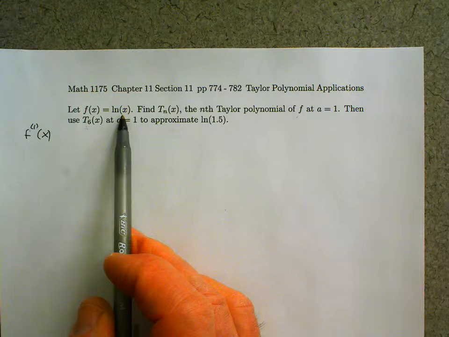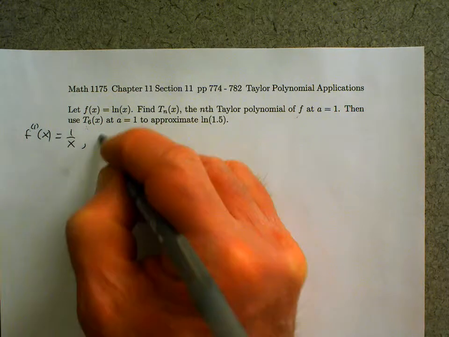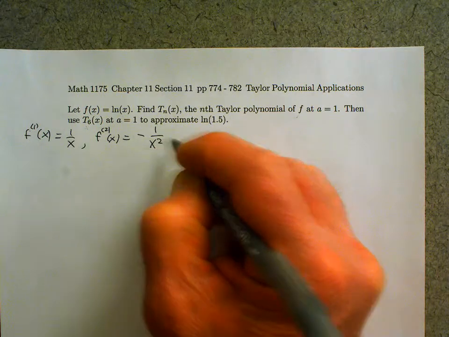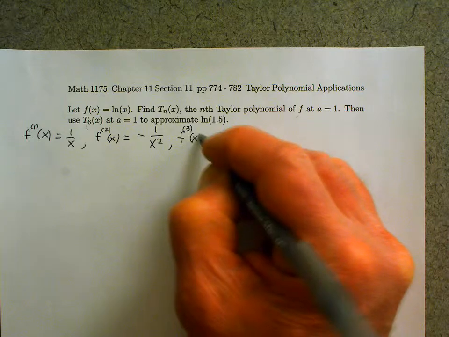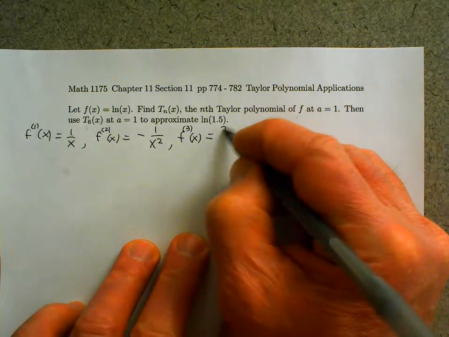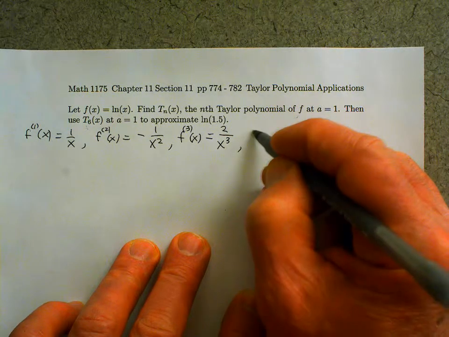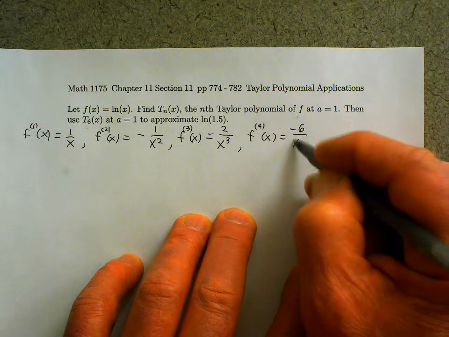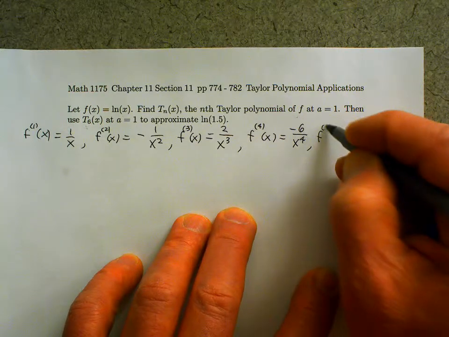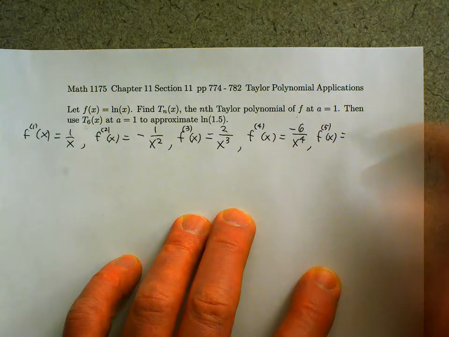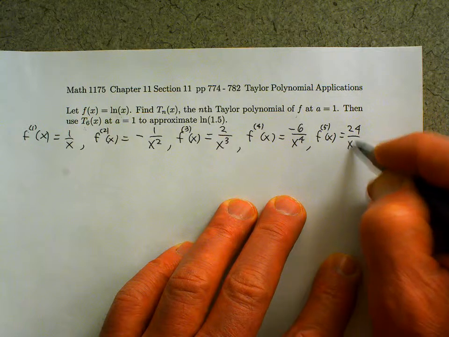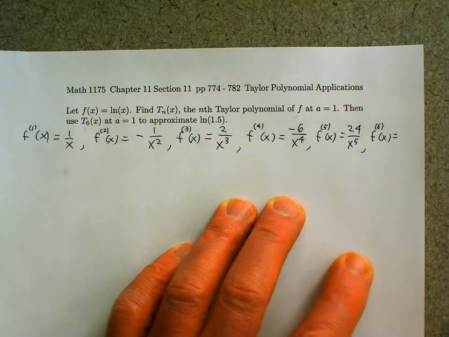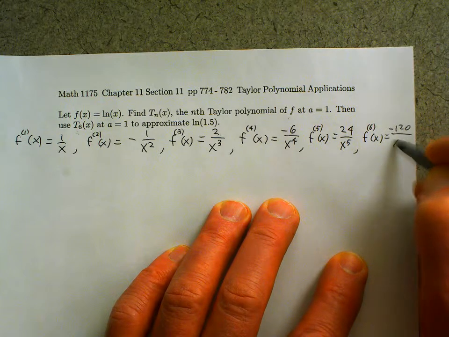So if f of x is the natural log of x, then the first derivative is 1 over x. The second derivative is negative 1 over x squared. The third derivative is positive 2 over x to the third. The fourth derivative is negative 6 over x to the fourth. The fifth derivative is positive 24 over x to the fifth. And then finally, the sixth derivative is negative 120 over x to the sixth.